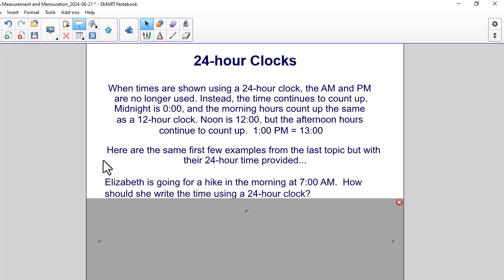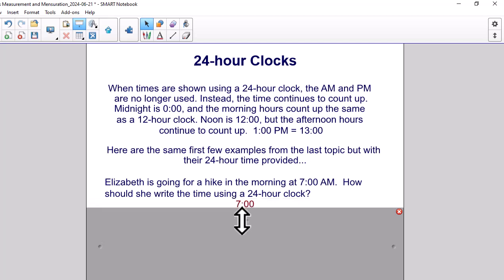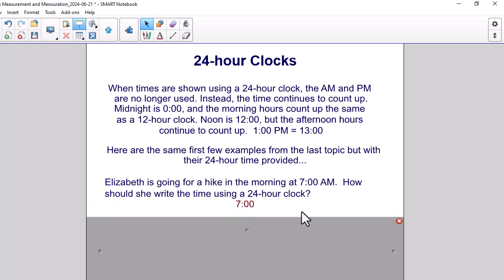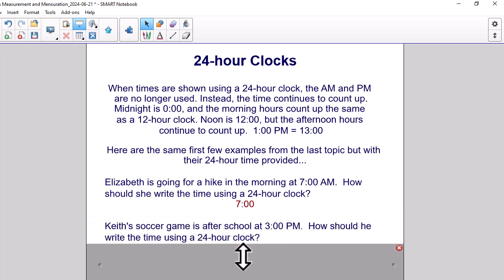Here are the same first few examples from the last topic, but with their 24-hour time provided. So Elizabeth is going for a hike in the morning at 7 o'clock a.m. How should she write the time using a 24-hour clock? Since we're counting up from midnight, 7 o'clock a.m. is still 7 o'clock.